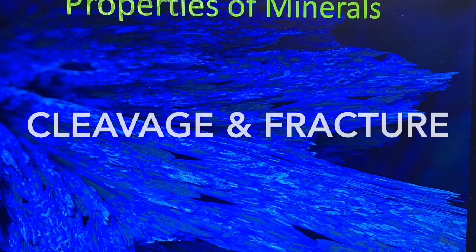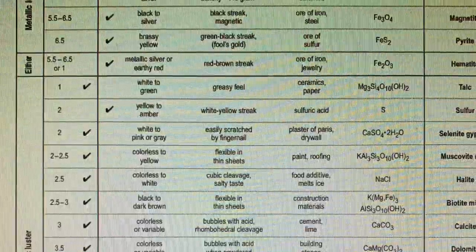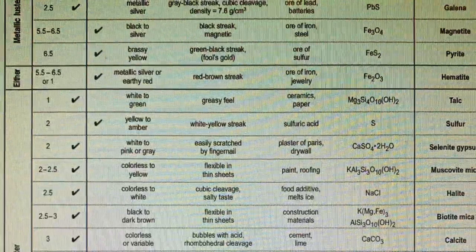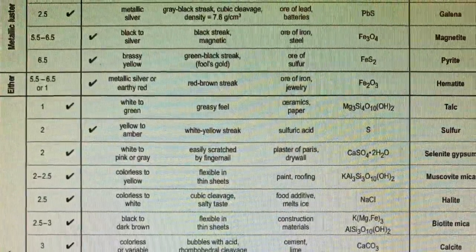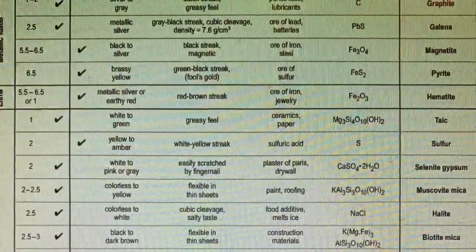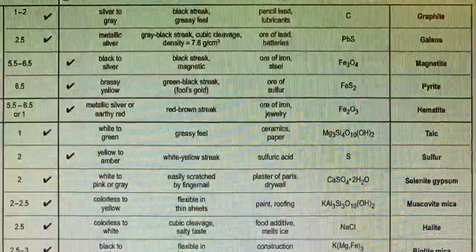All right, guys. So the next properties that we're going to talk about are cleavage and fracture. Now, these are two really important properties for telling minerals apart. If you look in the third column where all the checks are, you'll see some of the checks are where it says cleavage and some of the checks are where it says fracture. So when we do identification, it's going to be really important that you know which one is which so that you can understand what's going on.